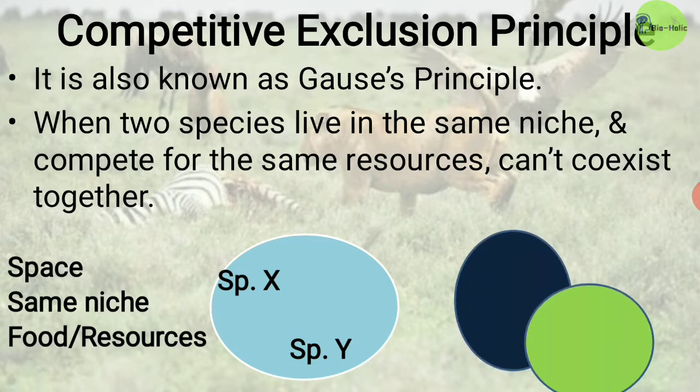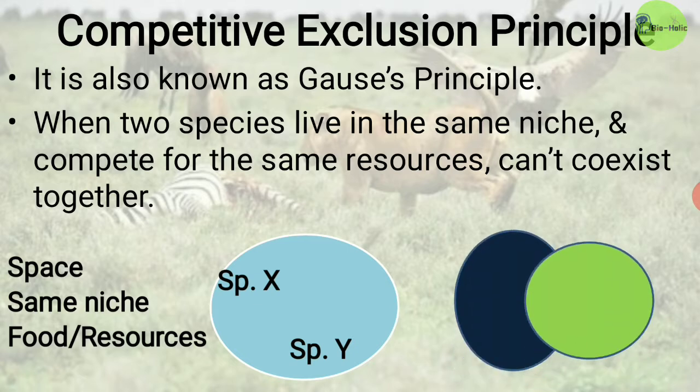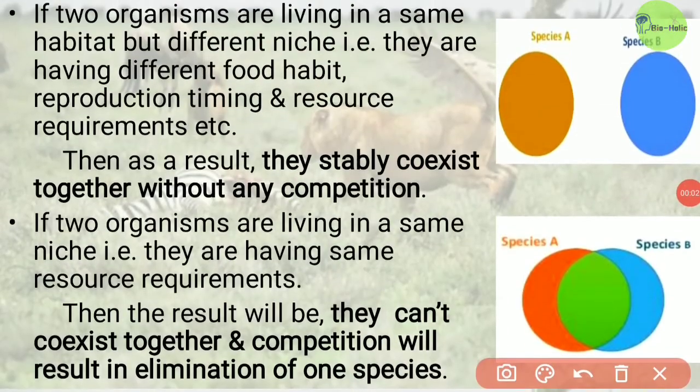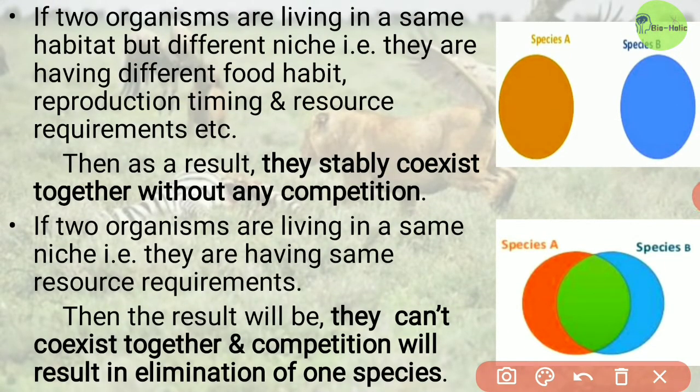So the overlapping area is where in the same area two or more species are living and in which for the same resources they are fighting with each other, because overlapping niche is the main reason behind the competition between species, isn't it? Okay. So if two organisms are living in the same habitat but different niche, that means they are having different food habit, reproduction timing and resource requirements, etc. Then as a result they stably coexist together without any competition.